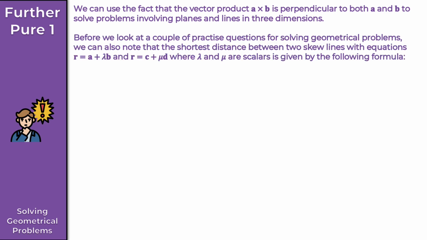Now before we look at some practice questions, we can also note that the shortest distance between two skew lines with these given equations, where lambda and mu are simply scalars, is given by the following formula. So we take the modulus of the full expression. We have A minus C, dot that with this vector product, B cross D, all over the magnitude of B cross D.